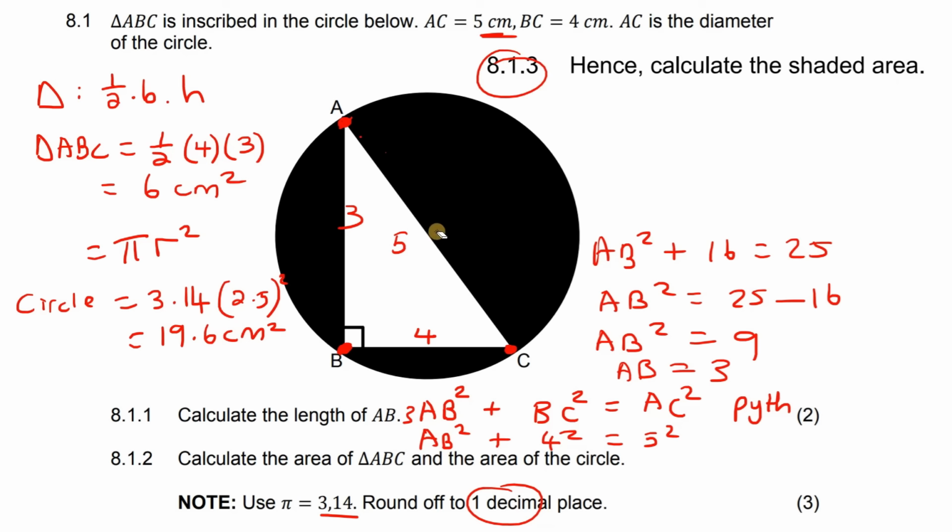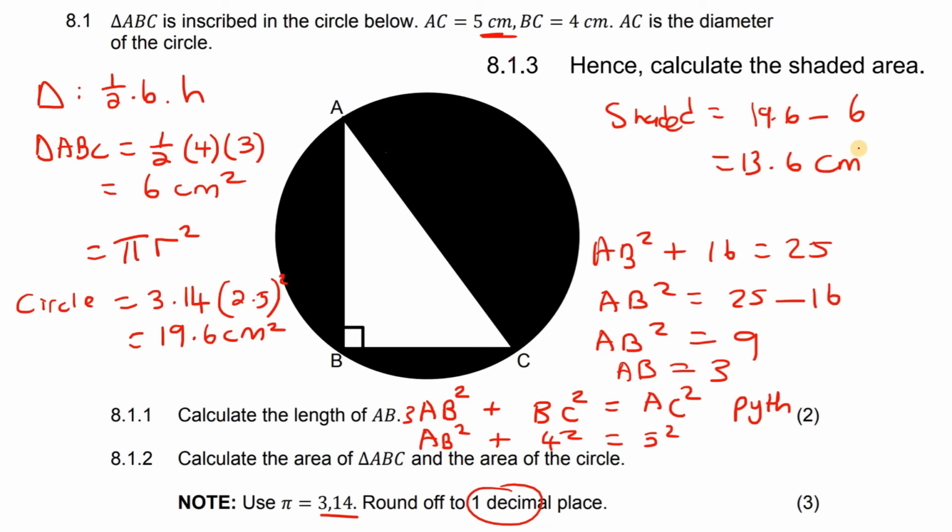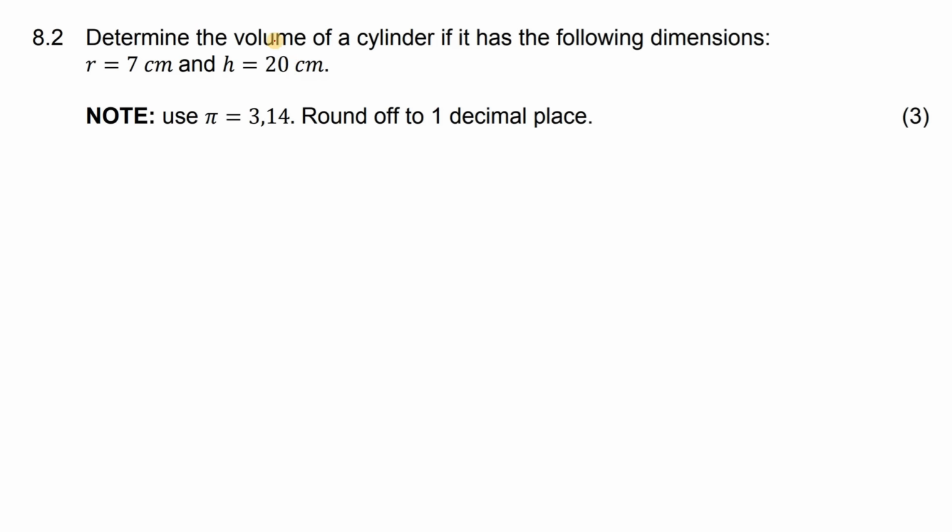And then this last one says, calculate the shaded area. Okay, so then obviously the shaded area, which is the part that's shaded in black, would be the circle minus the triangle. Okay, so shaded will be the circle minus the triangle, and so that'll give us 13.6 centimeters squared. Determine the volume of a cylinder.